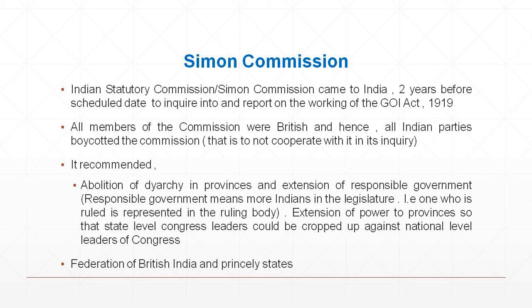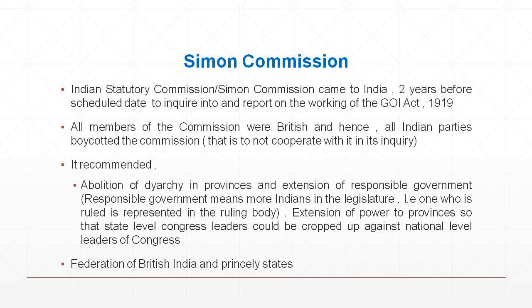So, whatever happens in the Simon Commission can be seen in the Government of India Act of 1935. Basically, this Simon Commission had to come to India in 1929 and report on the working of the Government of India Act from 1919 to 1929. But they came 2 years earlier due to some domestic compulsions in Britain, political compulsions. But all the members of this commission were British, and hence the Indians boycotted the commission. They boycotted any kind of consultation with the Simon Commission.